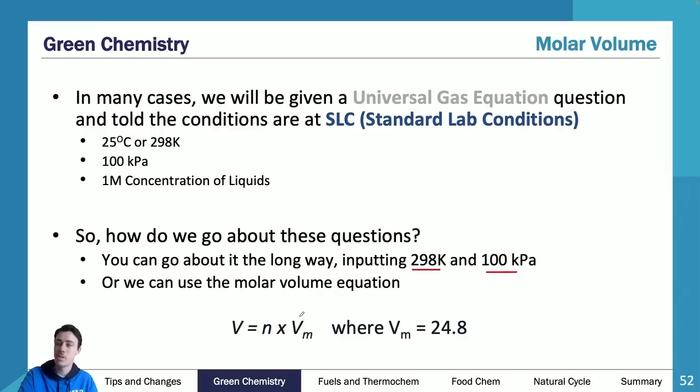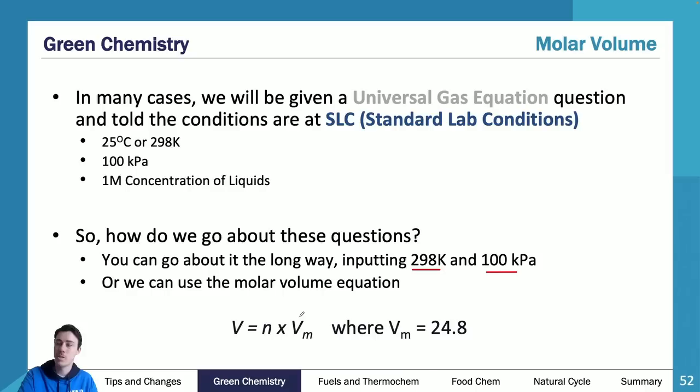Combine those three numbers and simplify my equation. Now I'm just left with volume because I've removed the pressure from this side, and I'm left with moles by my molar volume, which is the combination of R, T, and P. So R, T, and P, and I get V equals n by Vm, which is 24.8.